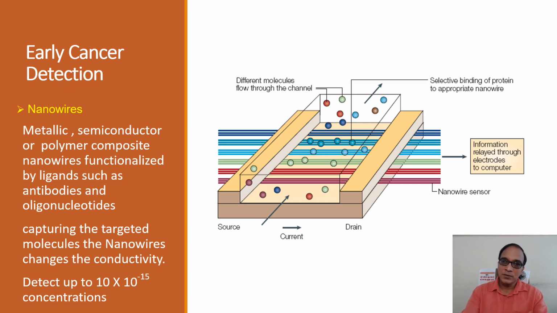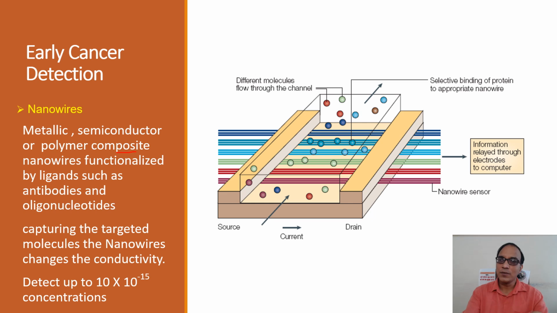Okay, they are metallic, semiconductor, or polymeric composites. Nanowires are functionalized by ligands such as antibodies and oligonucleotides. This involves capturing the targeted molecules. The nanowire changes its conductivity when it captures the targeted molecules. It can detect concentrations up to 10 to the power minus 15.